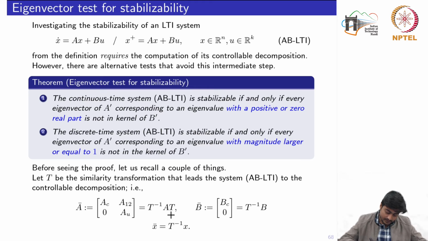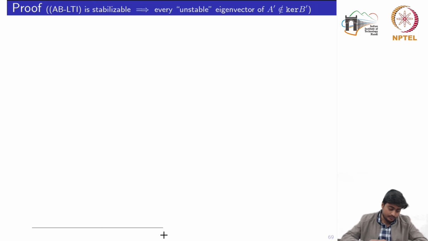So first of all, we will recall a couple of things, and these three equations are pretty much clear to you: the A bar, which was decomposed into this form by using a non-singular matrix T, similarly the B bar, and this transformation matrix between the two vectors x and x bar. So the proof, this is an if and only if proof.